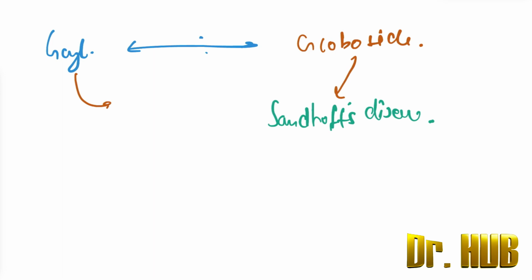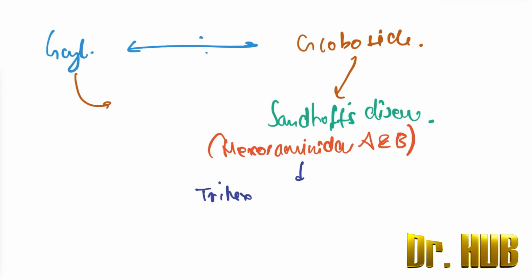Sandhoff disease is nothing but hexosaminidase A and B deficiency. Sandhoff disease leads to trihexosyl ceramide. So there's globoside, there's Sandhoff disease, and this leads to the trihexosyl ceramide.